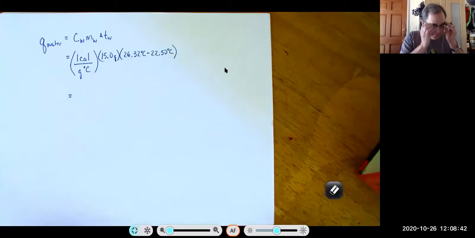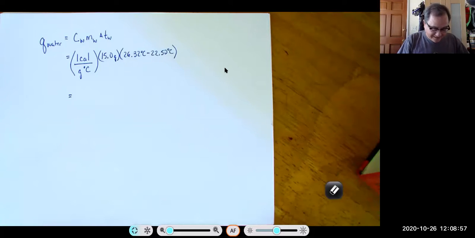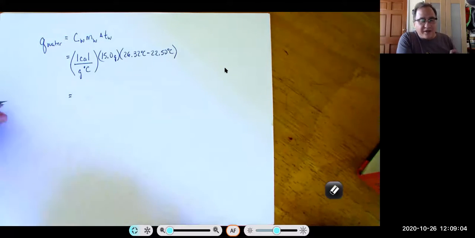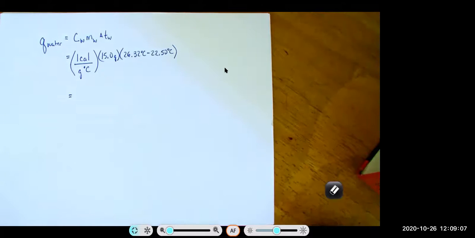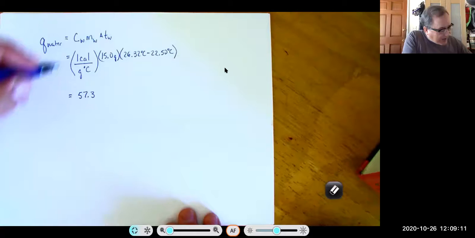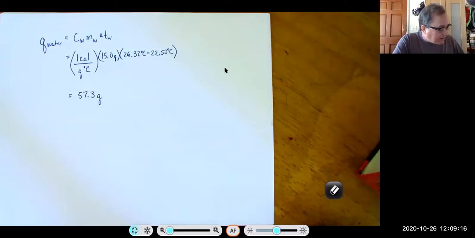Okay, so I just got 357 on my calculator. Do I believe my calculator? I mean, I estimated that it should be a little less than 60, and I got 357. Should I believe my calculator? Oh no. So I didn't hear the estimate. Now I got my calculator, I redid it, and I got 57.3 grams. Do I go ahead and believe my calculator now?